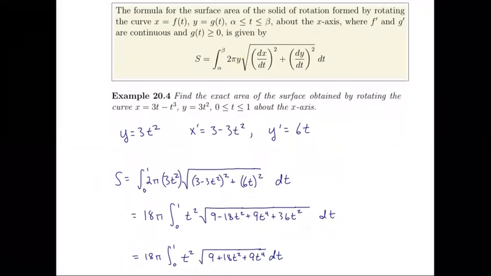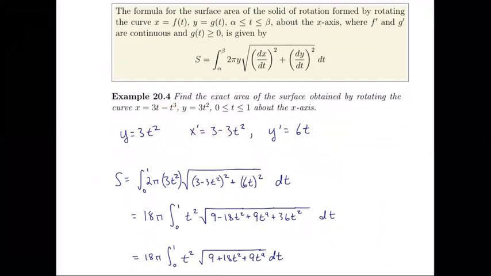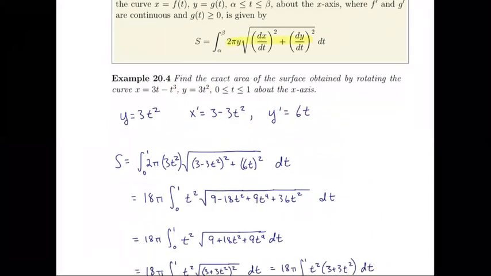So things that we'll need, well, we recognize that y is 3t squared, so that takes care of that component. The derivative of x with respect to t, that's 3 minus 3t squared coming from here. Derivative of y with respect to t, that's 6t coming from that equation. And plugging it all into the equation that we have in the box, we have 2 pi, and then y is 3t squared, and then the square root of each of the derivatives squared added together. So there's x prime squared, here's y prime squared.